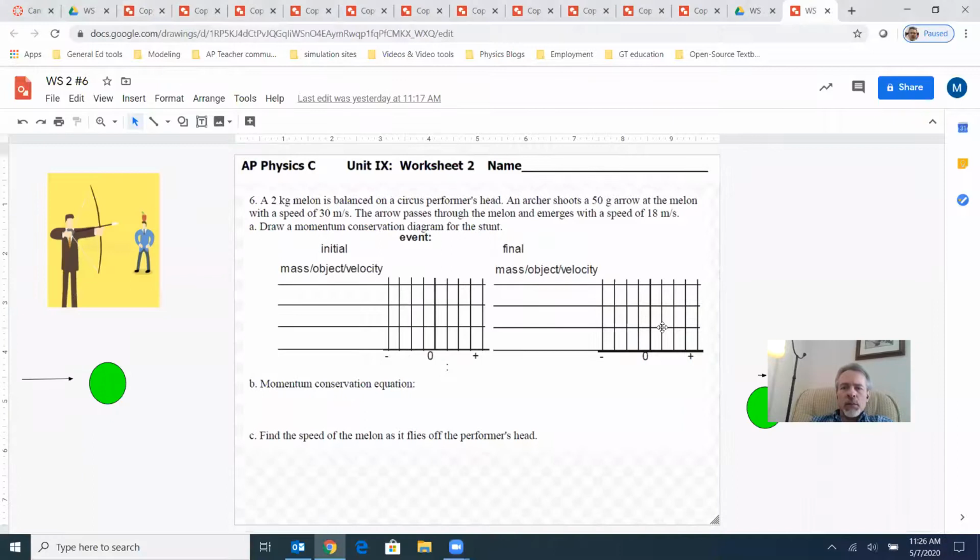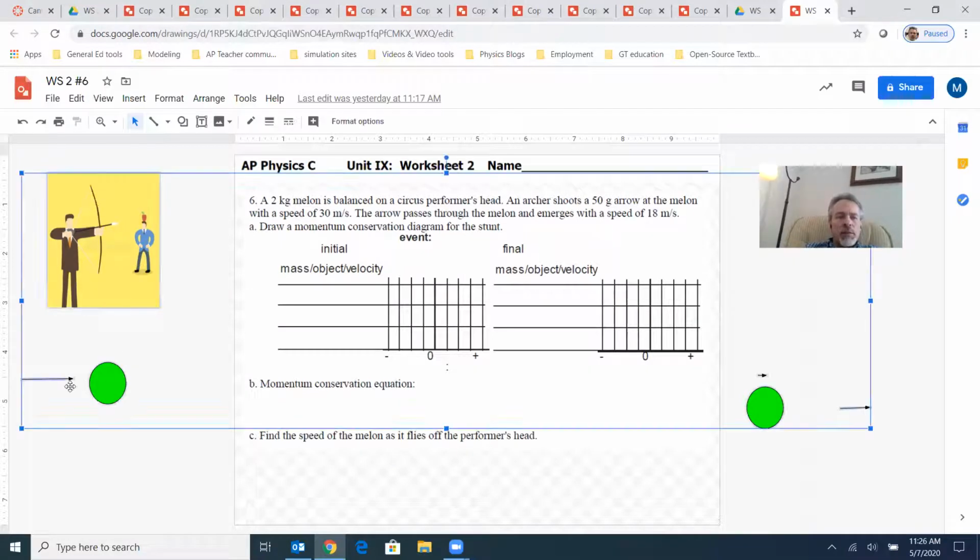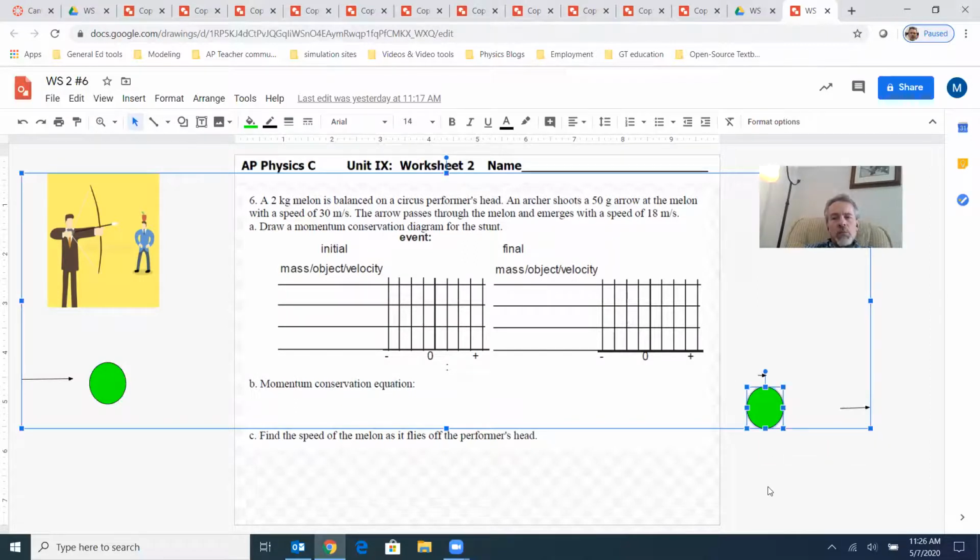I think I'm going to show my picture first. So again, it's not an apple on top of the head, it's a melon, but that's kind of the picture I have in my head. And then down below, that picture on the left is kind of my initial, so before this event. So the arrow is coming toward the melon. After the arrow goes through the melon, it's slower now, and the melon is moving.